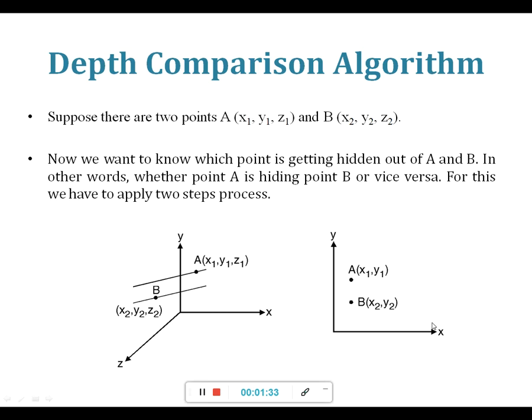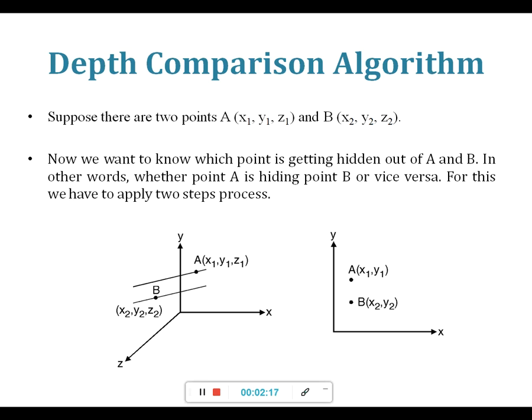Depth comparison says that if we have two points, and I want to know whether point A is hiding point B, or point B is hiding point A, or neither is hiding the other, the first thing we do is check whether they are on the same projection line. From where we are projecting towards these two points, I find out whether the two points are collinear, lying on the same line. If they are lying on the same line, then one point may hide another.